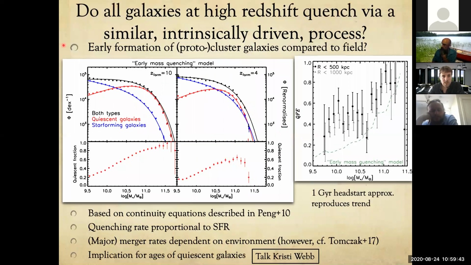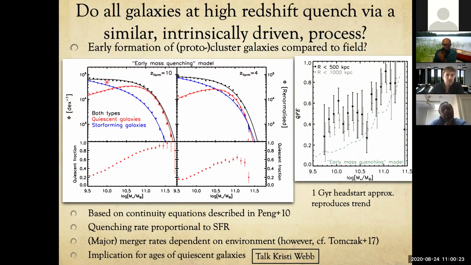And one hypothesis is that all galaxies at high redshift may quench via a similar intrinsically different process. So that would give you a stellar mass function of quenched galaxies where you just change the normalization between the cluster and the field, but there is no different shape. This is one hypothesis. It's basically the model introduced by Peng, which I reproduced and started at different redshifts to see if there may be an early formation of proto-cluster galaxies compared to the field, and that this may be responsible for a higher quenched fraction.